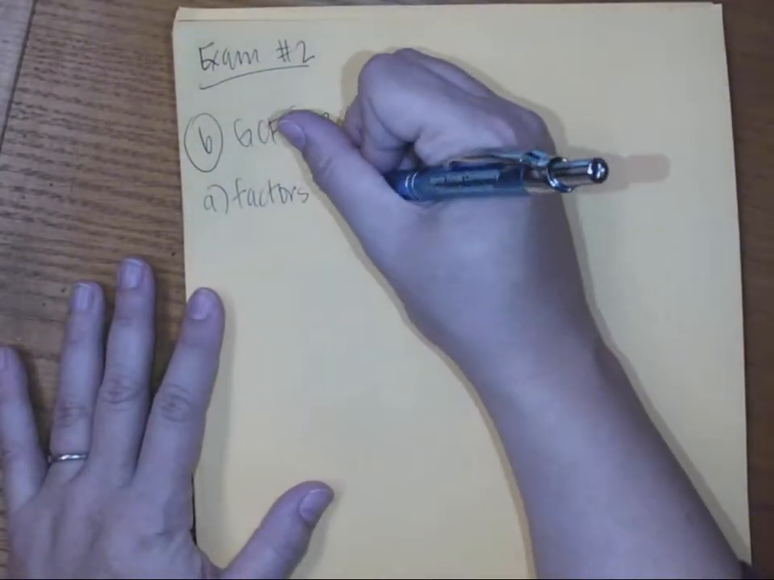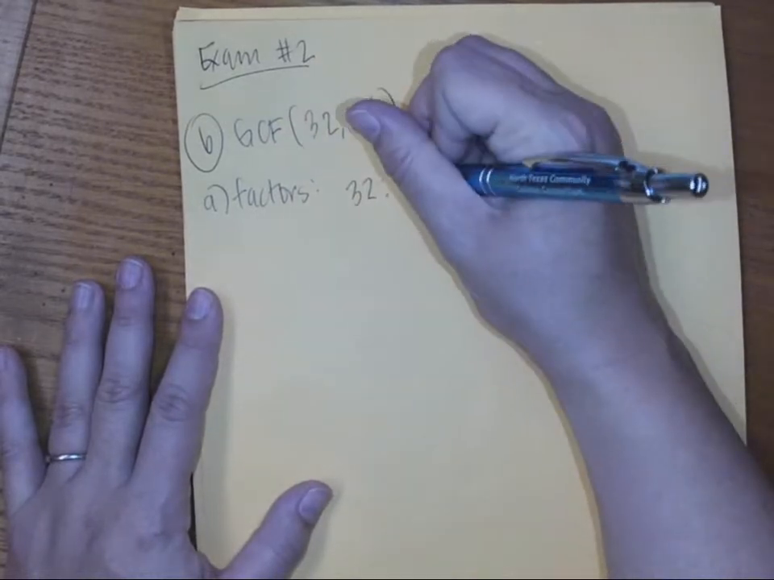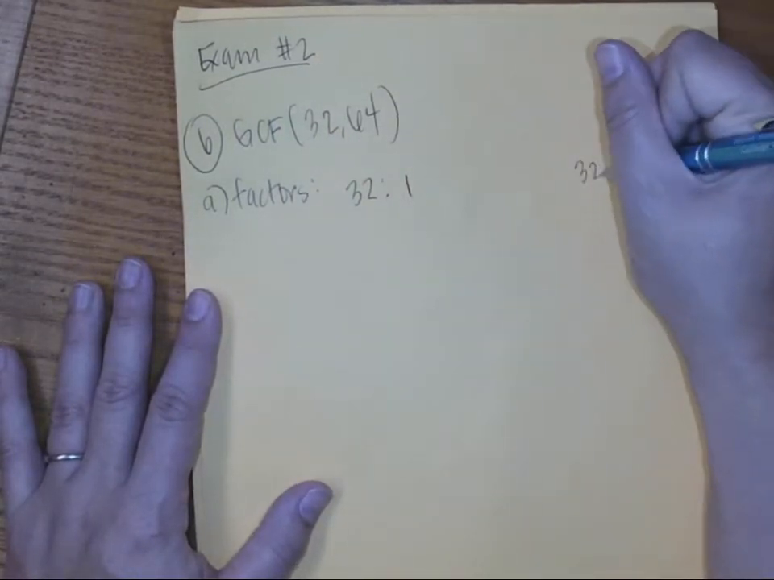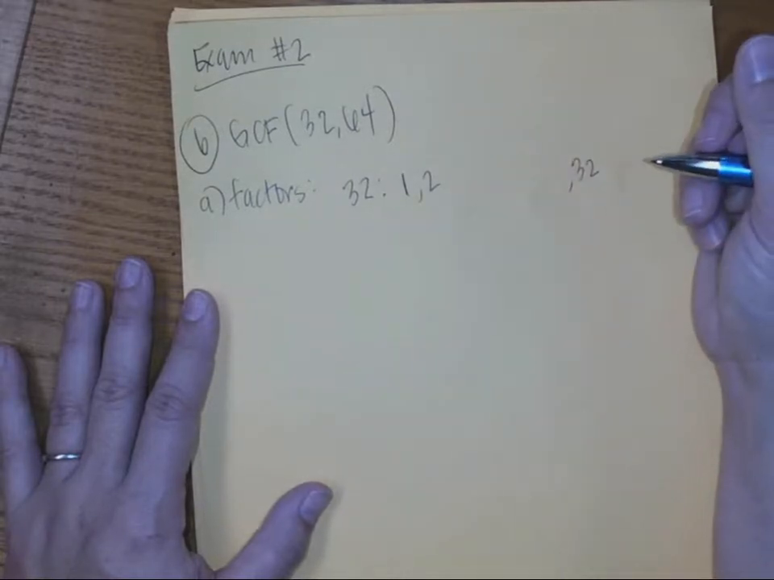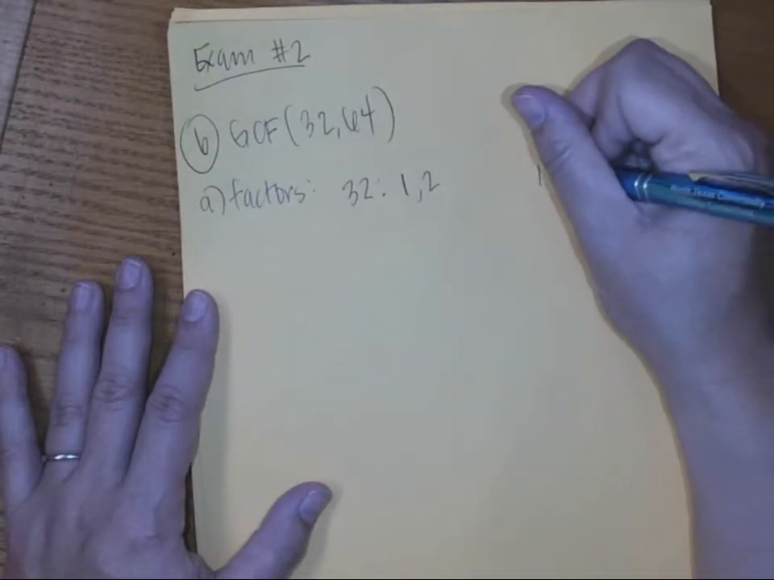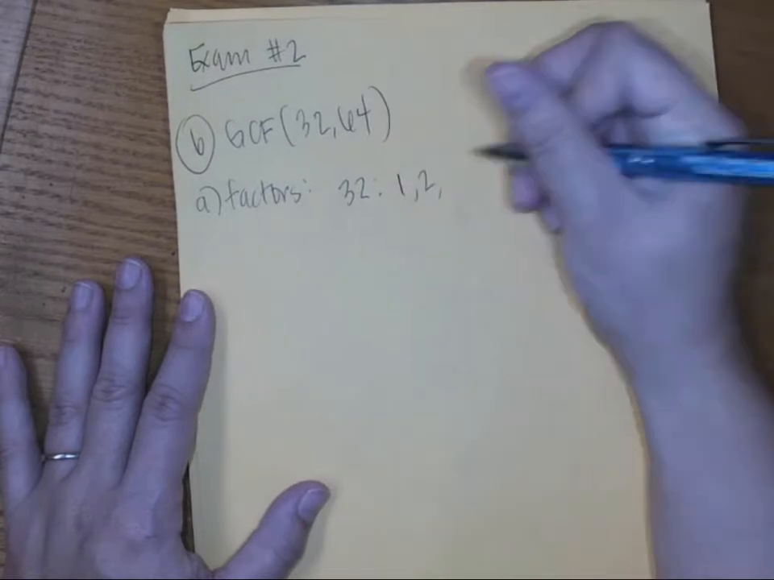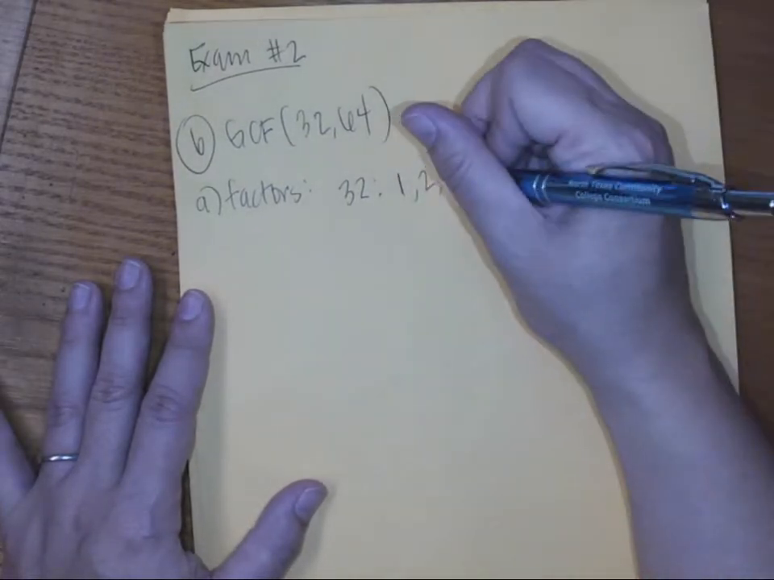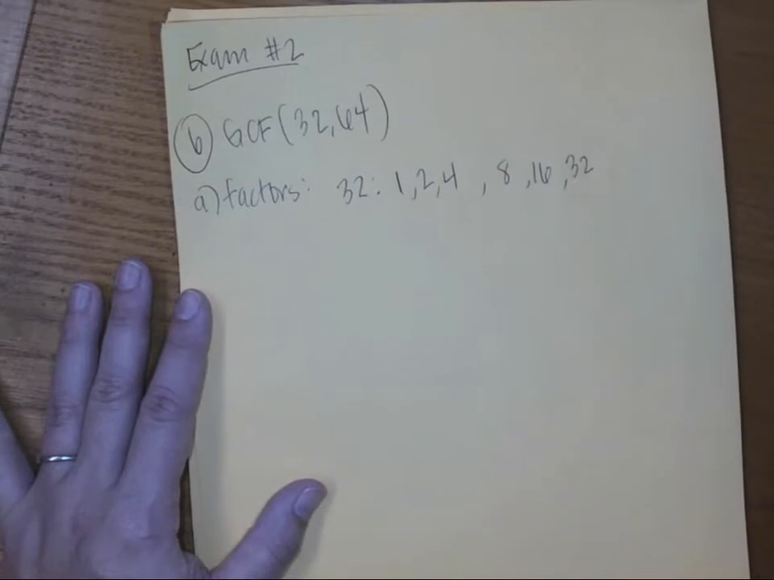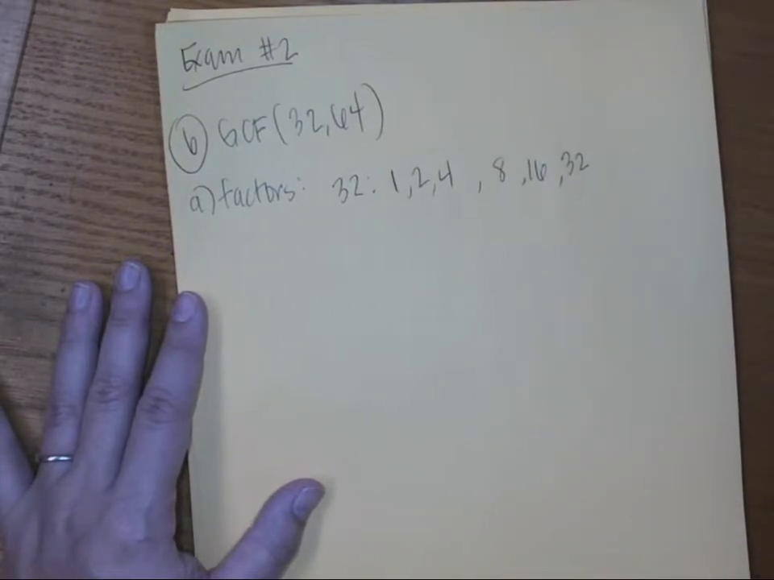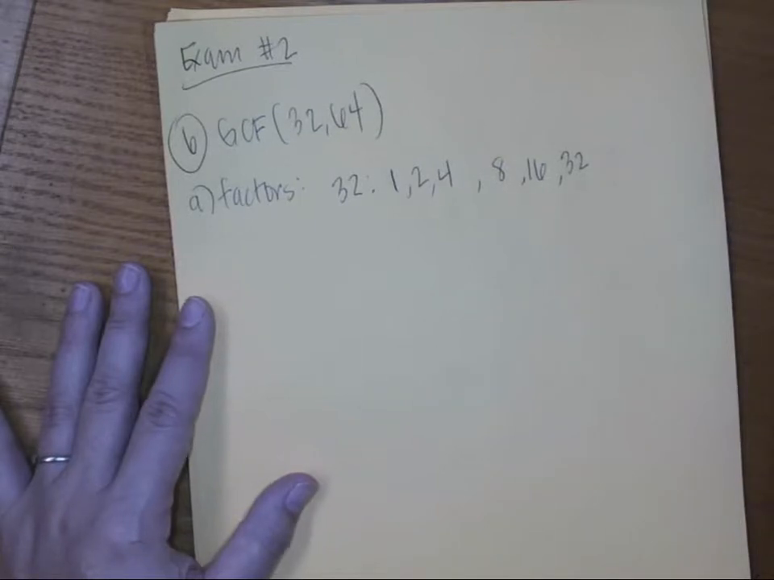So listing all the factors of 32 would be 1 and 32, 2 times 16. 3 doesn't go into 32. 4 times 8. And then 5 doesn't, 6 doesn't. So those are my factors of 32: 1, 2, 4, 8, 16, and 32.